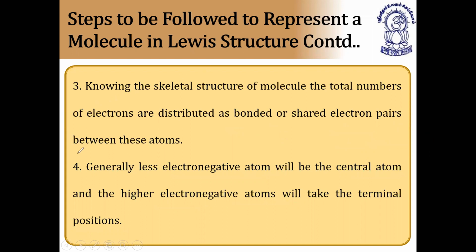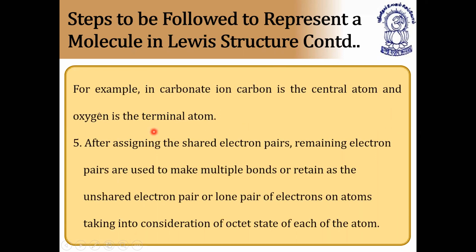These are the rules. Generally, the less electronegative atom will be the central atom and the higher electronegative atom will take the terminal positions. I hope it is clear. Next. For example, in carbonate ion, carbon is the central atom and oxygen is a terminal atom. Because oxygen is more electronegative than carbon, oxygen becomes terminal.